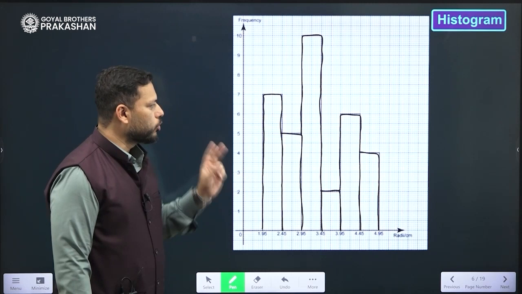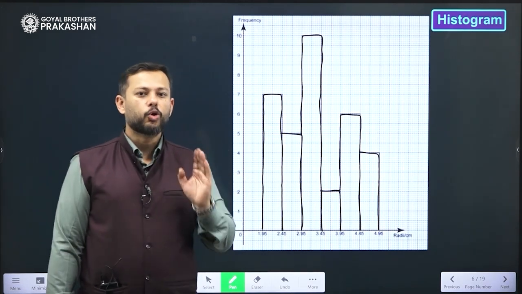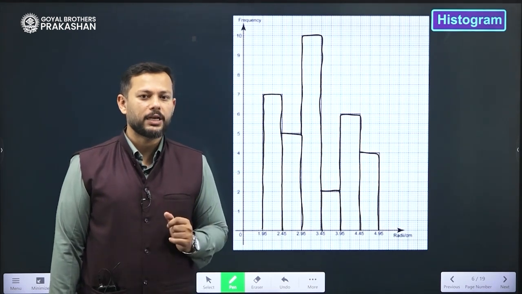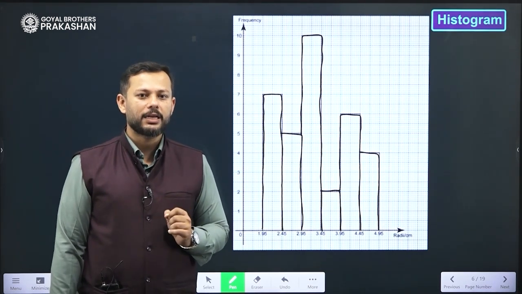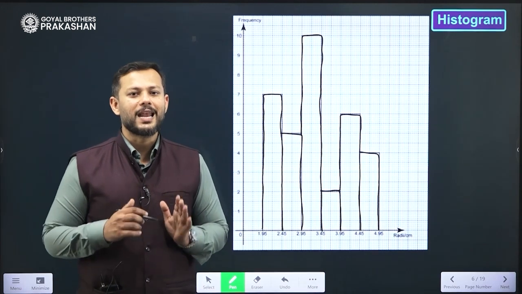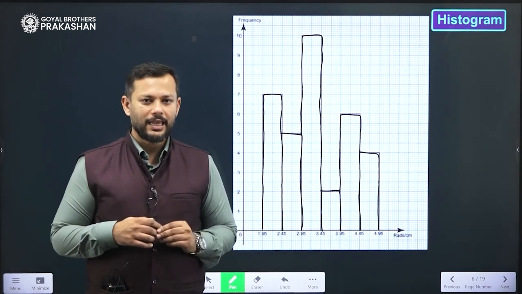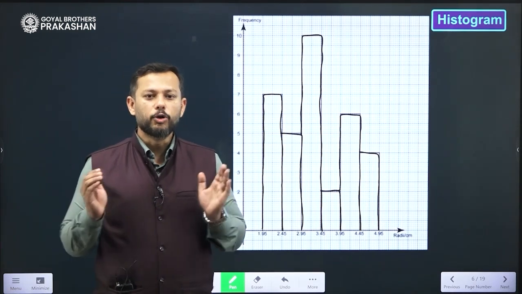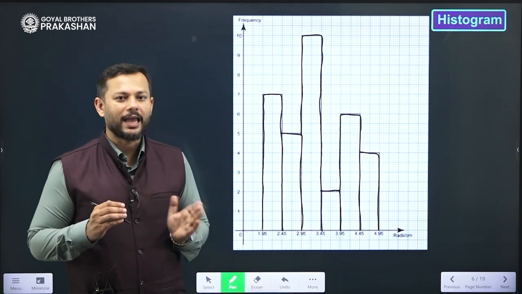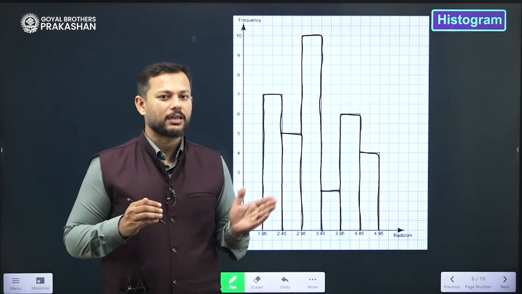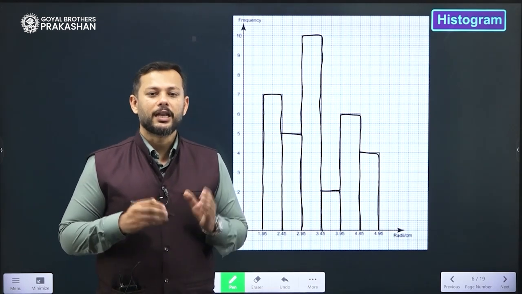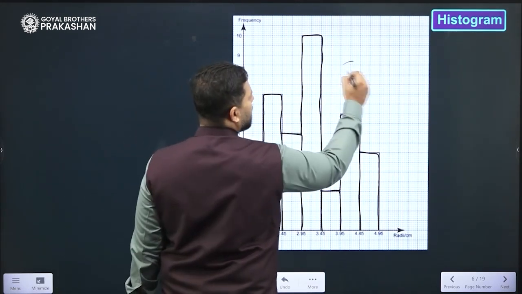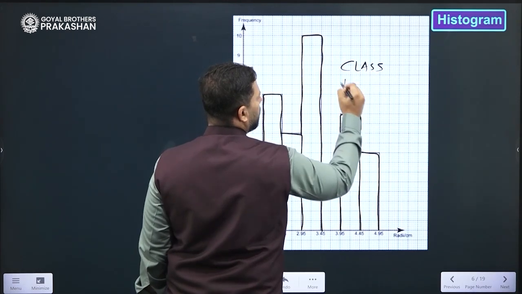That tells us about a very important thing, grouped data. Why is there a need of grouped data? When we are writing some data, sometimes we have a very large number of data. In that case, we need not write all the data individually. We group them together and write it in such a way that its representation becomes easier. In grouped data, we get class intervals.